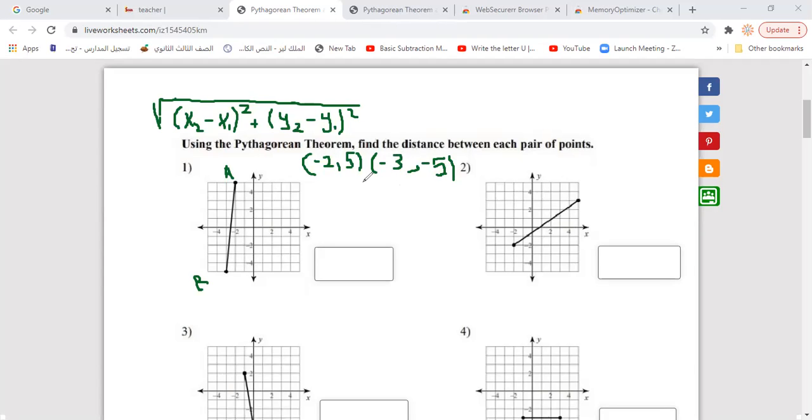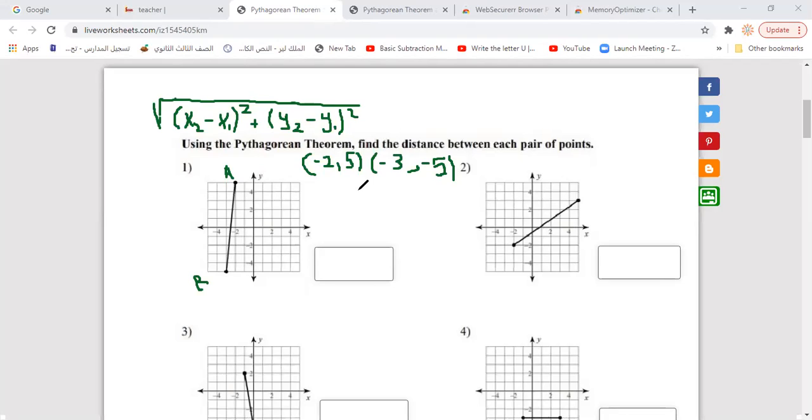Now, could you please calculate the answer and tell me? How will we calculate the answer? I'm waiting for your answer, grade 8. It will be equal to 5 square root 5. You made what? -5 minus 5, all to the power of 2, and then -3 minus -2, which means -3 plus 2, all to the power of 2.